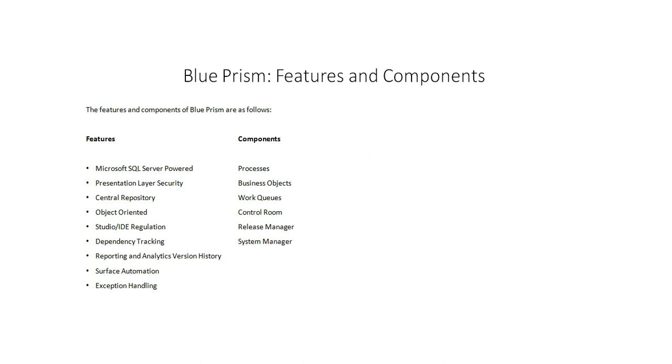Now we look at the components. The components are process, business objects, work queue, control room, release manager, and the system manager. These are the major components which we will read in our next tutorials one by one in detail, and we will always work around these six components. We will not go beyond these six. So guys, please be careful and just remember these six components are the key components of the RPA tool.